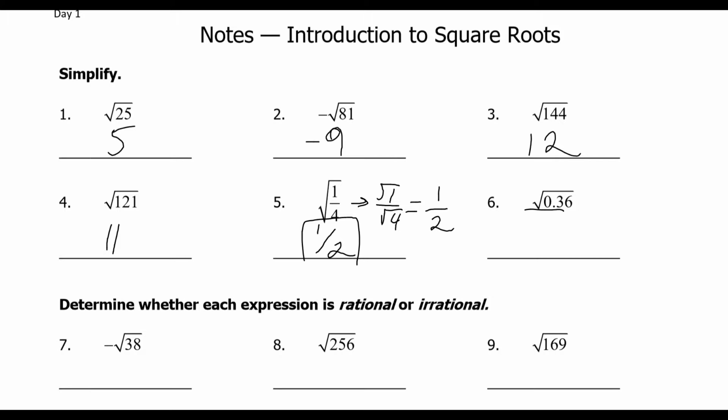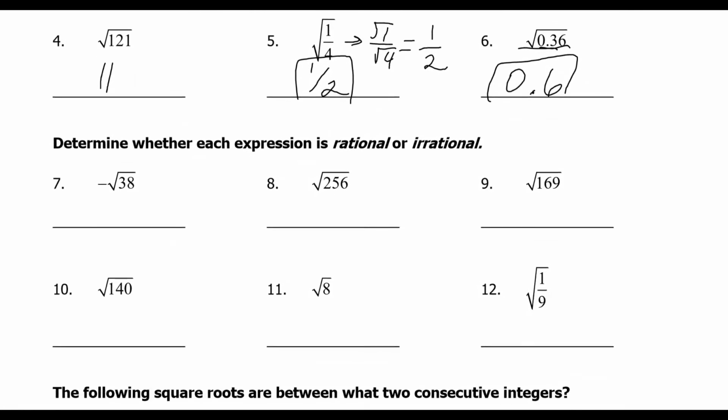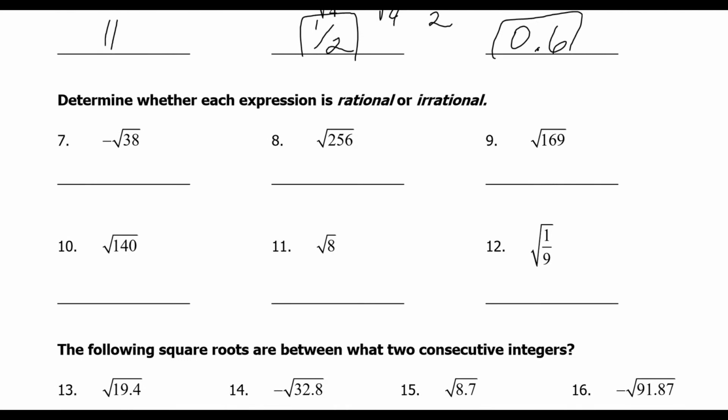So that's what goes with number 6. So we're going to take the square root of 0.36, and that winds up being 0.6. And there we have it. It's that simple.